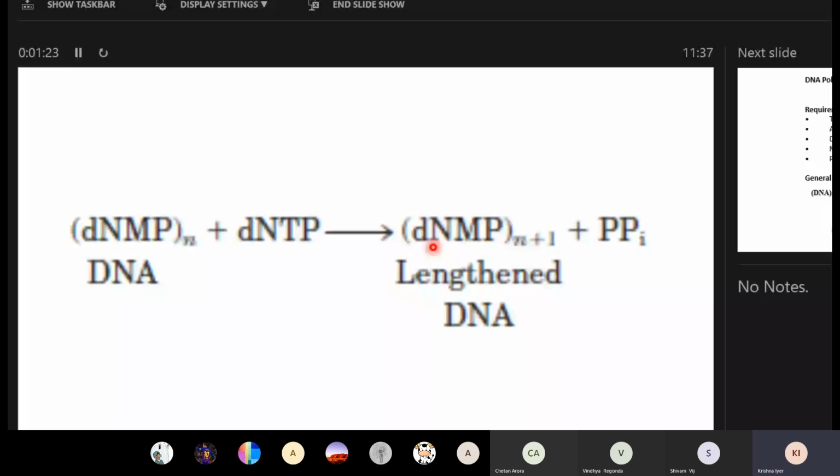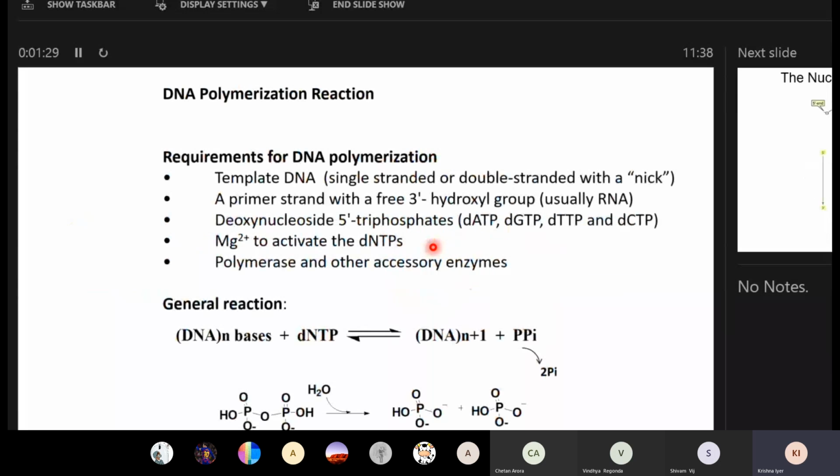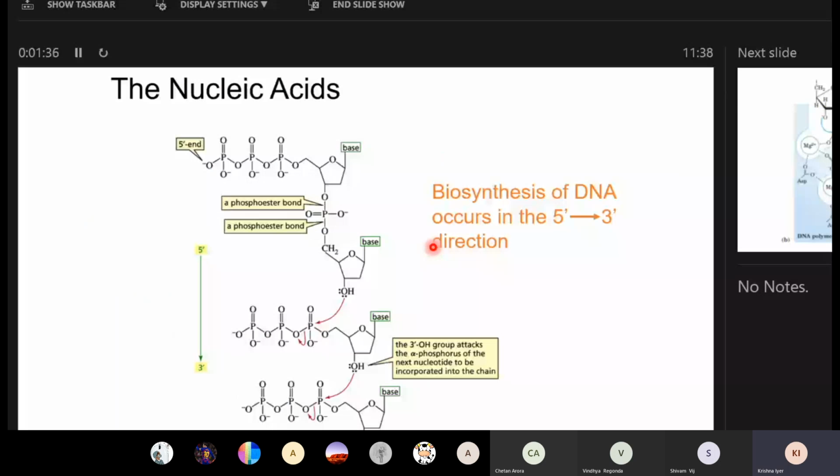Once it is opened, then you have a primer which is added by primase, and DNA polymerase starts to add all the bases in the 5' to 3' direction with proofreading capacity in the 3' to 5' direction.